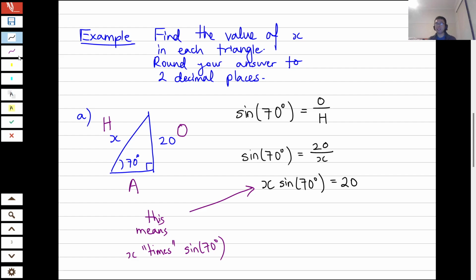Now, I just want to get x by itself. I don't have x yet. I have x multiplied by another number. In this case, that number is sine 70. So what I can do is divide both sides by that number. So now I'm going to divide both sides by sine 70. And that's going to move sine 70 to the bottom of this fraction.